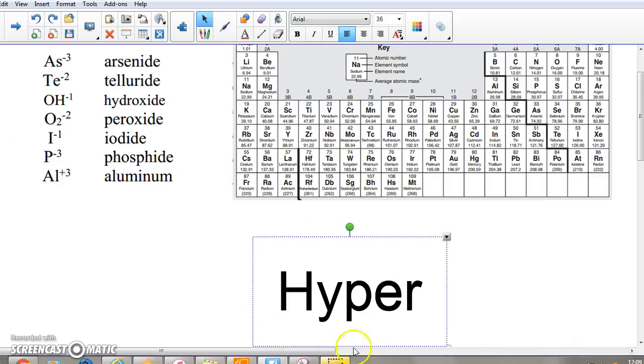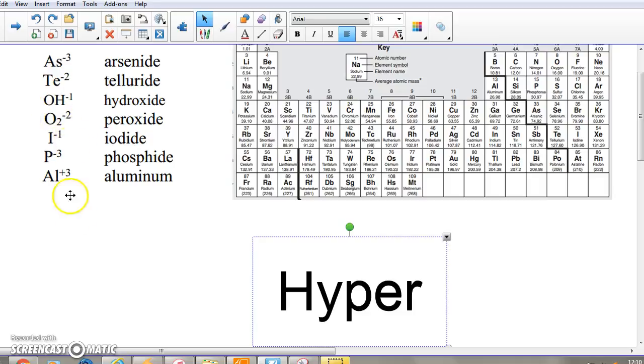We have the word hyper here. Hyper means elevated or more. If someone is hyperactive, they're really, really active, more active than normal. And so in that sense, peroxide, hyperoxide, if you will, has elevated amounts of oxygen. Rather than having one oxygen, it has two oxygens, that little subscript.